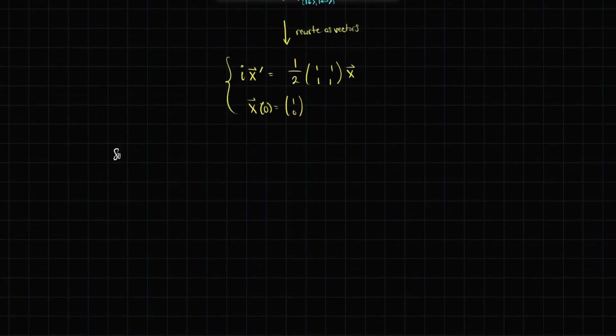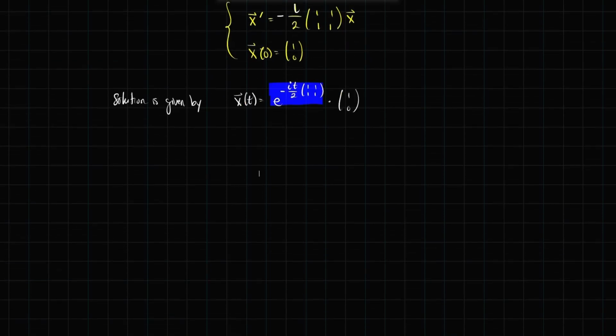Well, to solve this, the solution is given by x of t equals the matrix exponential. One thing I should do is divide by i, also known as multiplying by negative i. Matrix exponential e to the minus i t over 2, 1, 1, 1, 1, times the initial vector, 1, 0. So to compute the matrix exponential, we need to compute some matrix diagonalization. And so let's diagonalize negative i over 2, 1, 1, 1, 1. And in fact, we can get away with just diagonalizing 1, 1, 1, 1, and then bring negative i over 2 along for the ride. So let's diagonalize 1, 1, 1, 1.